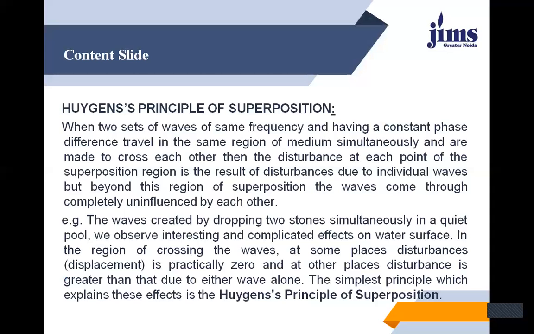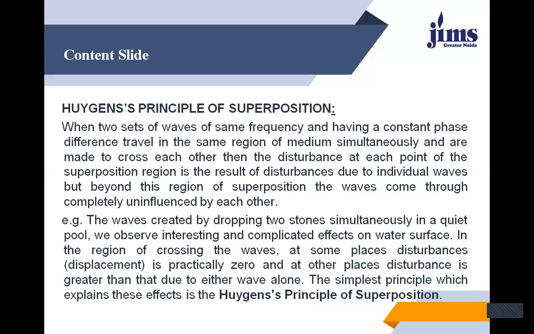So in this region, there is a resultant disturbance due to the individual waves, but beyond this region of superposition, the waves come through completely uninfluenced by each other. For example, the waves created by dropping two stones simultaneously in a quiet pool. You can drop two stones in a quiet pool simultaneously. Then what will be the observation?